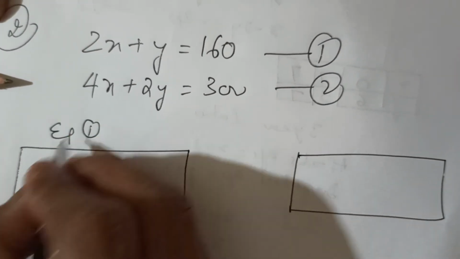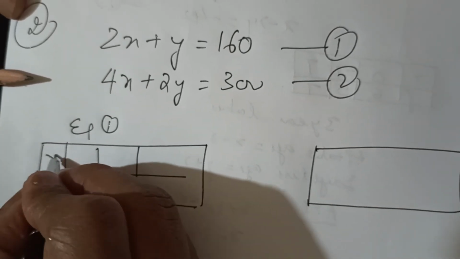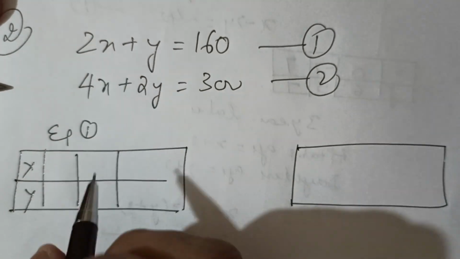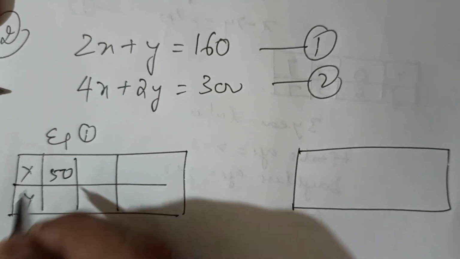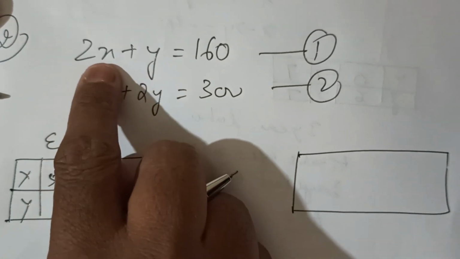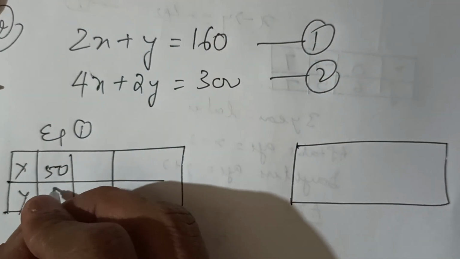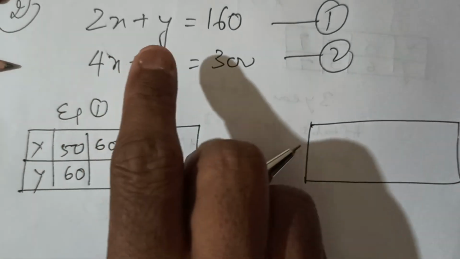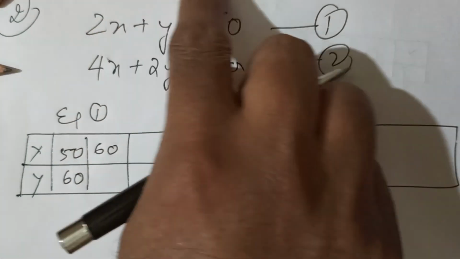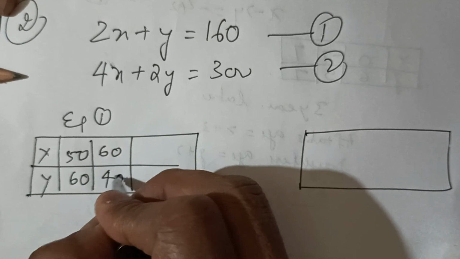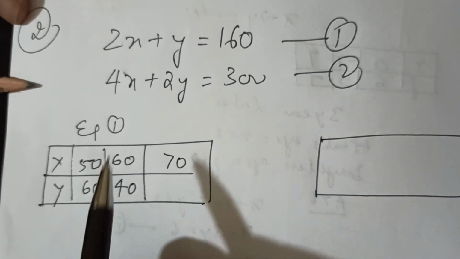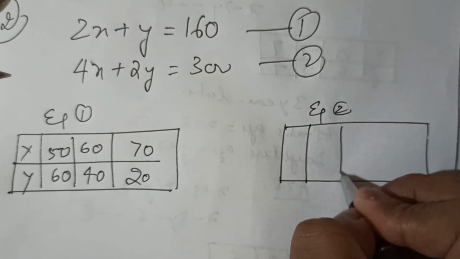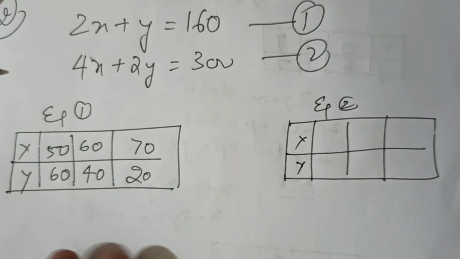This is for equation 1. We take 3 points. Let us take x as 50. So this becomes 100. 100 goes to this side. Y becomes 60. Let us take x as 60. So this becomes 120. 120 goes to this side. It becomes 40. Let us take x as 70. This goes to this side. It becomes 20.